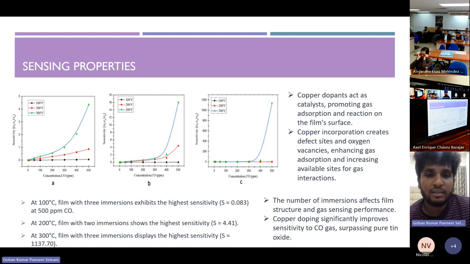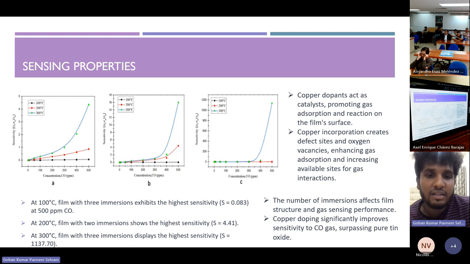Here the copper dopant acts as a catalyst, promoting the gas adsorption reaction on the film surface, and it creates defect sites and oxygen vacancies, enhancing the gas adsorption and increasing the available sites for gas interaction. The number of immersions affects the film structure and gas sensing performance. The copper doping significantly improves the sensitivity to CO gas, surpassing pure tin oxide. In future, I'm planning to dope with other materials like silver and cobalt to compare all the metals and see which gives high sensitivity and selectivity.